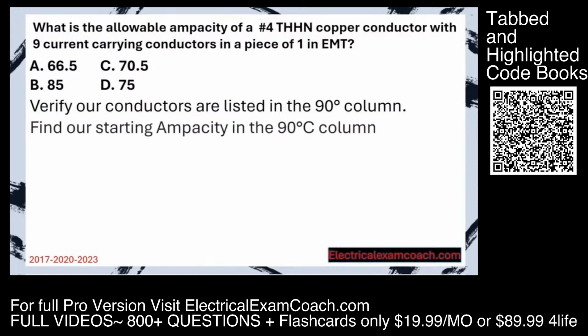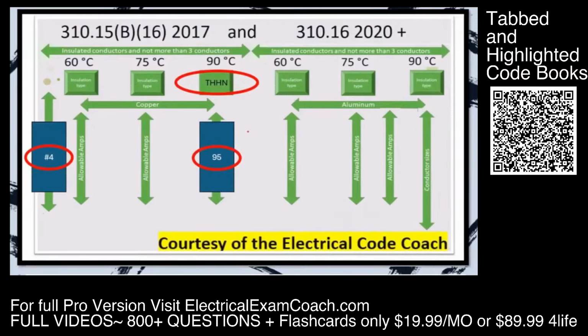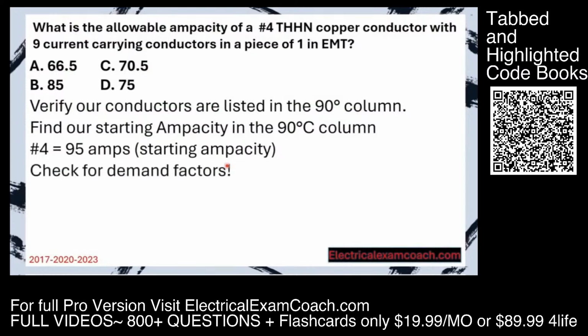Now, we're going to find our starting ampacity in the 90-degree C column. We head to our primary ampacity table. It's wanting a number 4 conductor, so we start on the left-hand side. We're going to come over and we're going to tee off with the 90-degree C column, and we're going to find out that it is 95 amps. That's our starting ampacity.